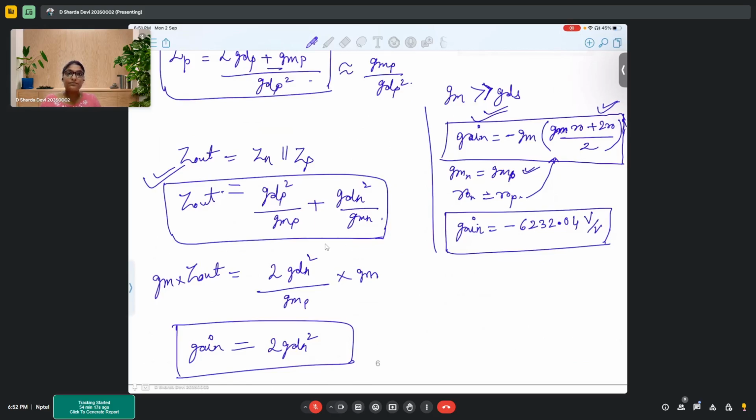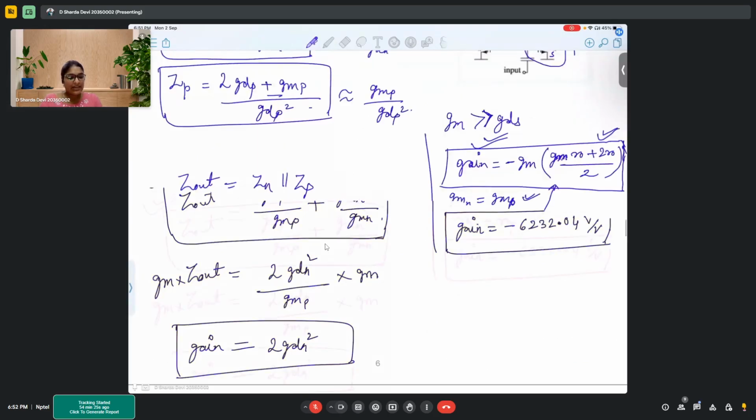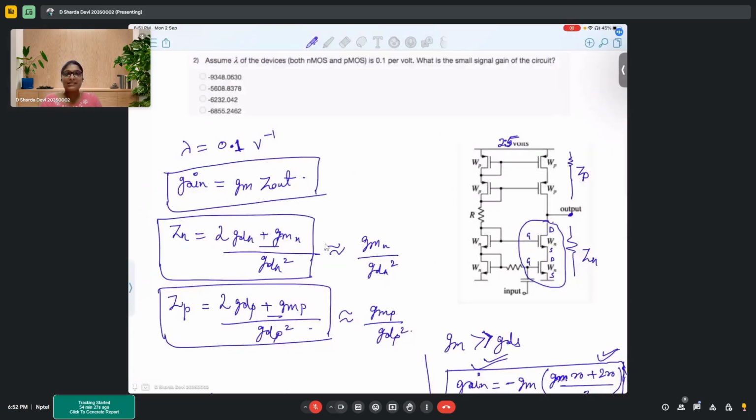Can you please explain intuitively this GM into Z out model for this particular case? GM into Z out comes from our basic CS amplifier, right? So the gain of a CS amplifier. And here also it is more or less a CS amplifier only. If I say that I give my input here, so this is the gate, and I'm taking my output from the drain, so it's again CS only. It's just modified because of the other transistor coming into the picture. Otherwise, it was also a CS amplifier, right?